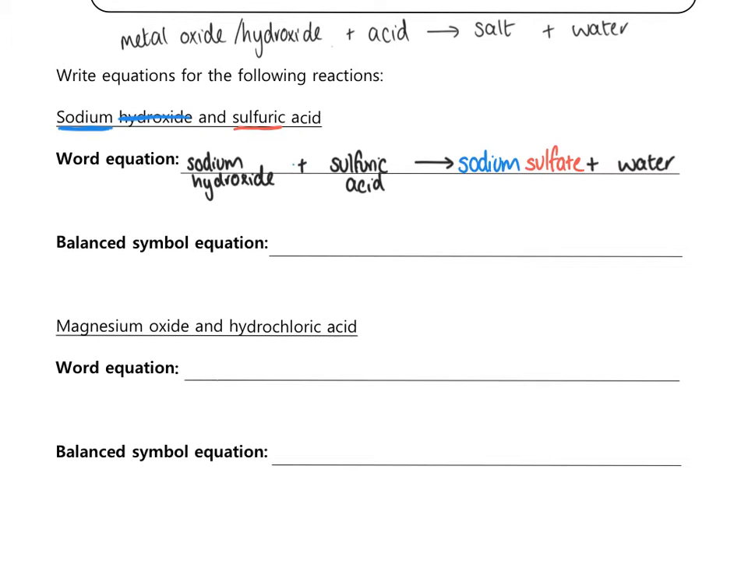Okay, so it's now time to form our balanced symbol equation. And for quite a few of these, we're going to have to do our swap and drop. So sodium hydroxide, first of all, we need to do our swap and drop for that. What we've got there is sodium, and then hydroxide. Hydroxide is one of our molecular ions, and you'll need to look to the back of the periodic table for that. You'll see that it appears as OH minus.